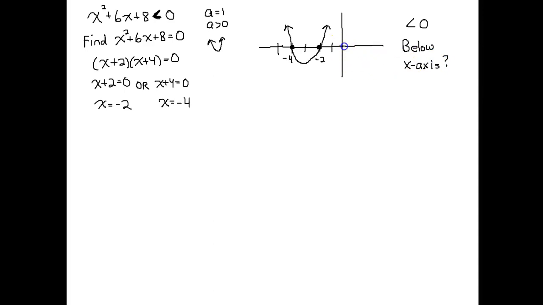Because below the x-axis, down here, you've got negative. Up here above the x-axis, you've got positive. So from -4 to -2, it's below the x-axis. Right here. And since it's just less than, not less than or equal to, you don't want to include the -4 and -2. -4 and -2 are where it equals 0.